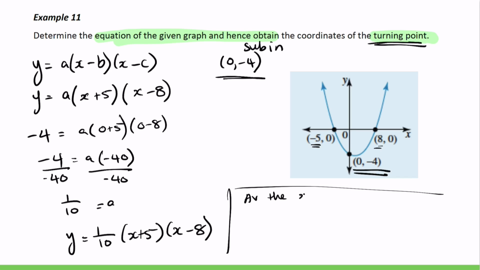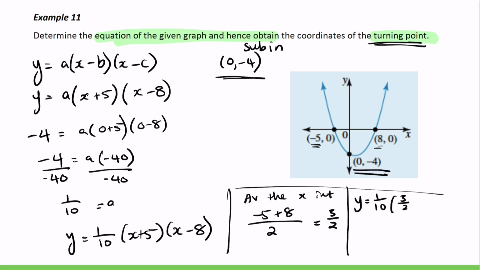So we're going to average the x-intercepts. I have -5 and 8. We know that it's going to be in the middle of those two, so 8 minus 5 is going to be 3, and then 3 on 2 is 1.5. So our x value is going to be 3 on 2. Now in order to find the y value, I'm going to substitute that in. I can imagine this is going to get pretty gross because it has some fractions. So let's see how we go.